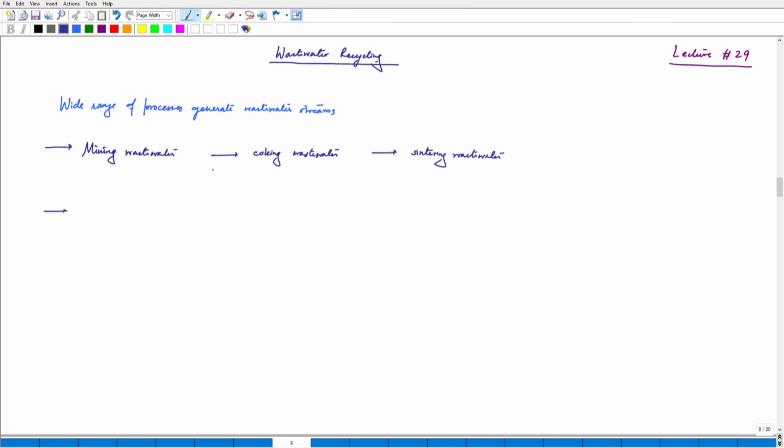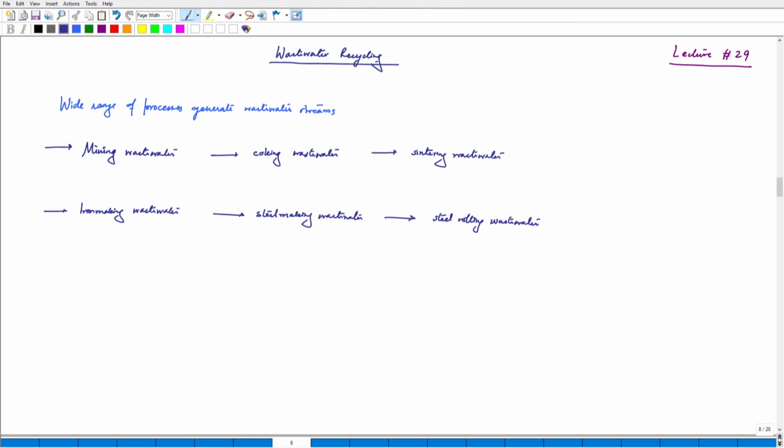And of course these are just pre-treatment units. Finally we are reaching the iron making wastewater. After iron making we'll have steel making wastewater. Then we have steel rolling, because rolling consumes lots of water, so it generates lots of wastewater.